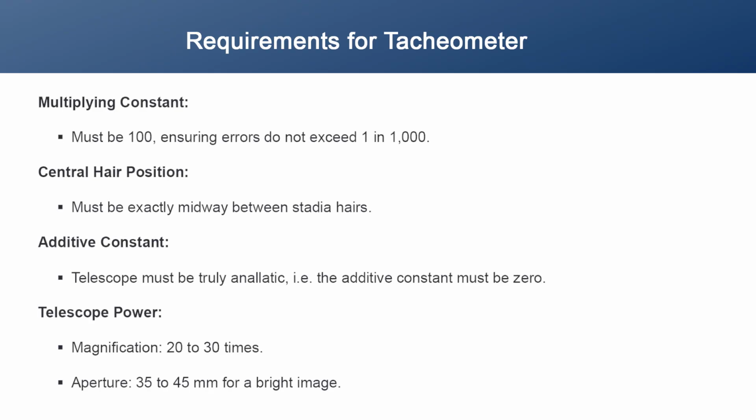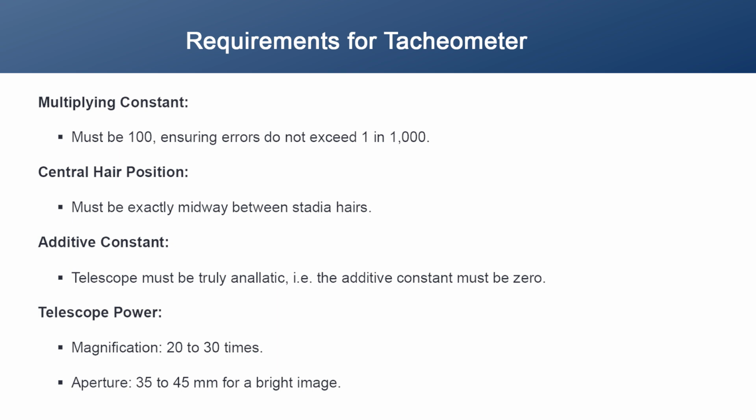But to make sure a tacheometer works perfectly, there are a few things that have to be taken care of. First, the multiplying constant should be exactly 100 to keep any error in the distance measurement very small, that is, no more than one error in 1000 measurements.